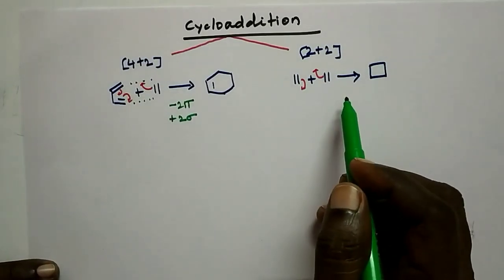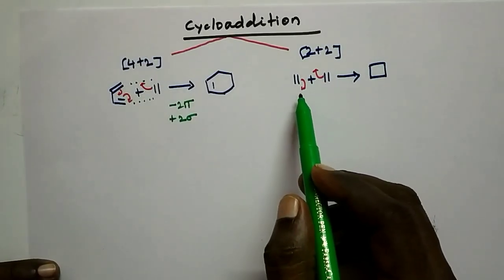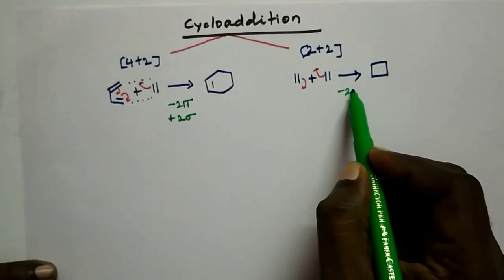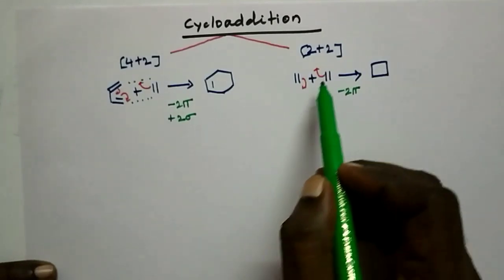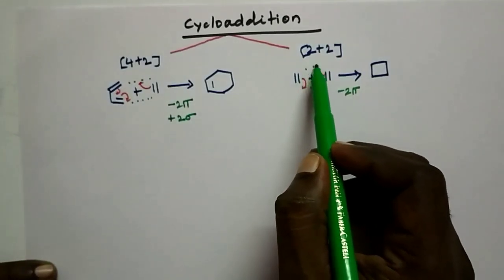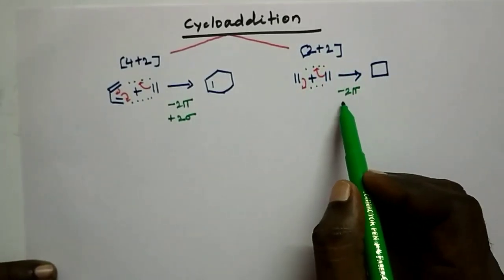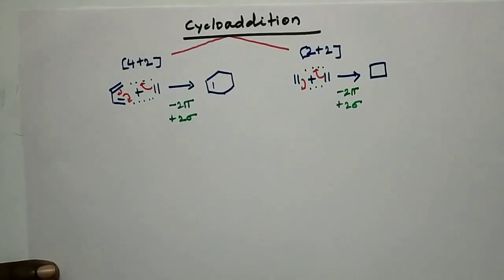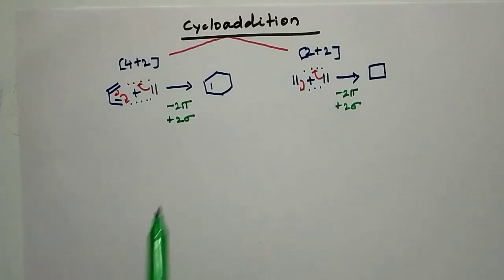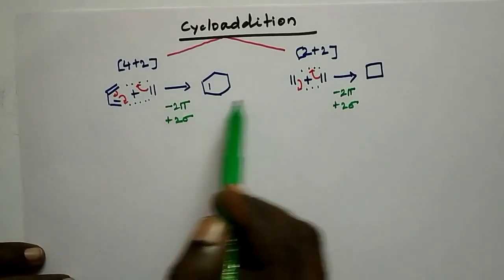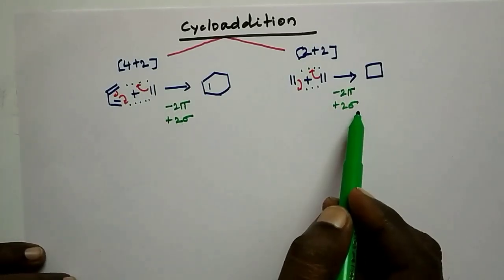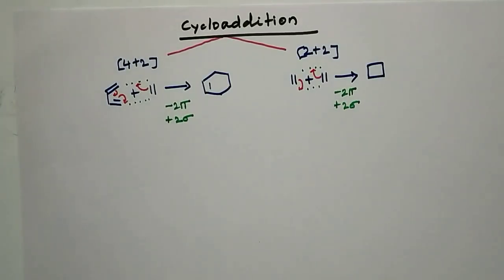And look at this one, 2 plus 2. How many pi bonds? 2. And here 0. That means we lost 2 pi bonds. Sigma bond, here one sigma bond, here another sigma bond are newly forming. So gain of 2 sigma bonds. So basically in both the cases we lost 2 pi bonds, and we gained 2 sigma bonds in both the cases. So this is a typical attribute of cycloaddition reactions.